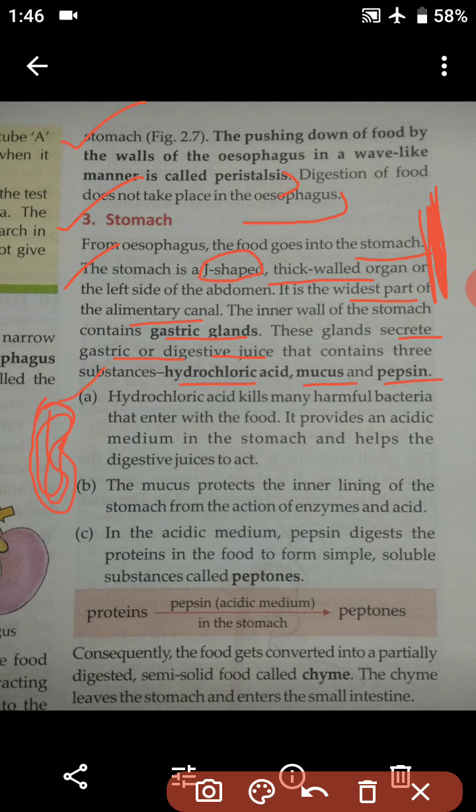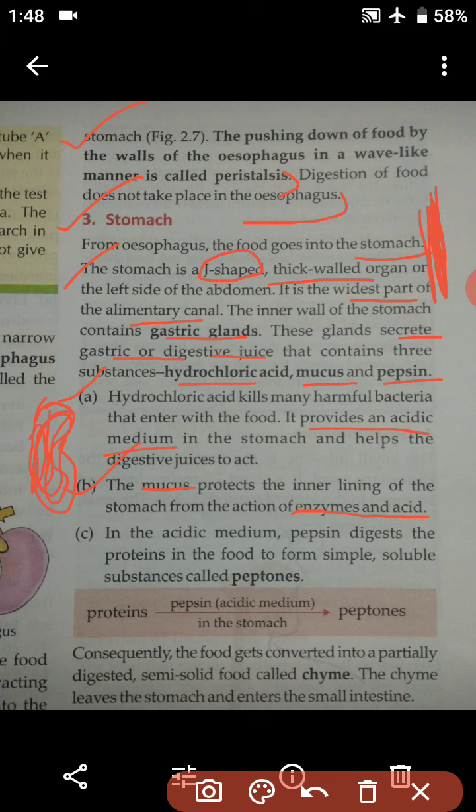Number B, you see, the mucus protects the inner lining of the stomach from the action of enzyme and acid. So mucus will help in protecting the inner lining of the stomach. And from whom will it protect? From the enzymes and the acid. There are certain enzymes and acid present inside our stomach. If there is no mucus, then the inner lining will be affected by the enzymes and the acid.